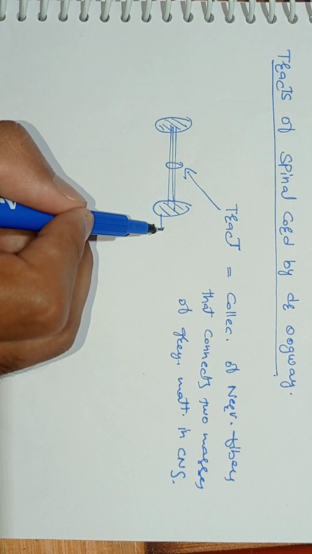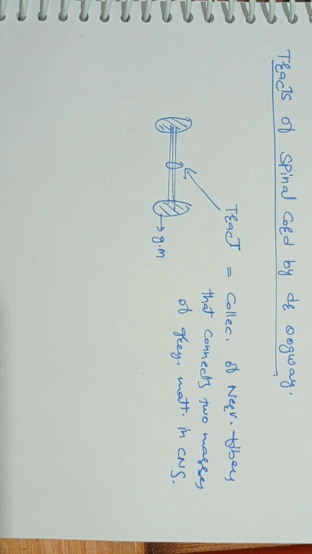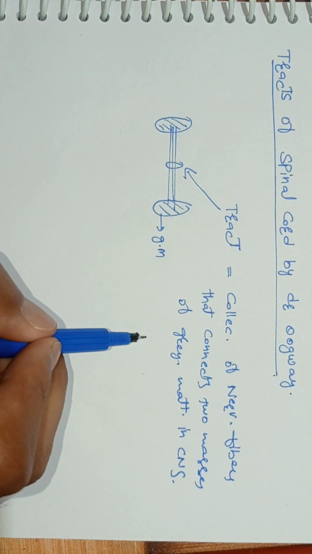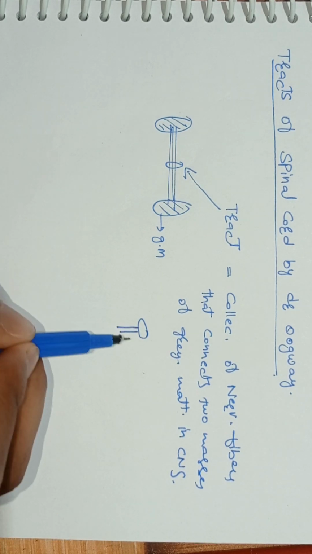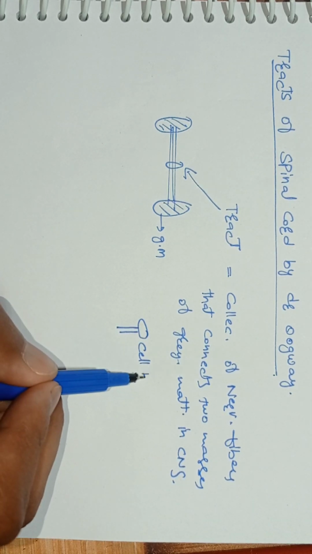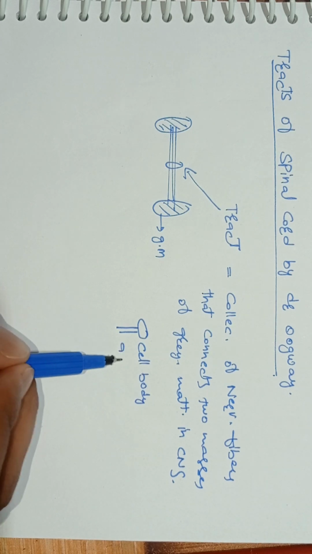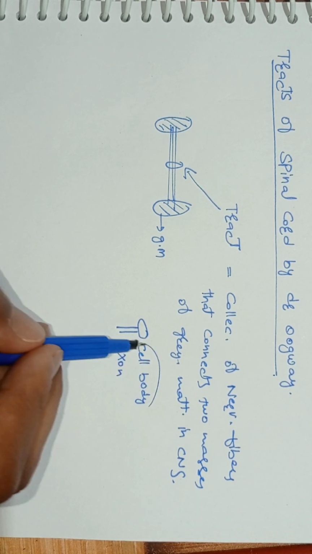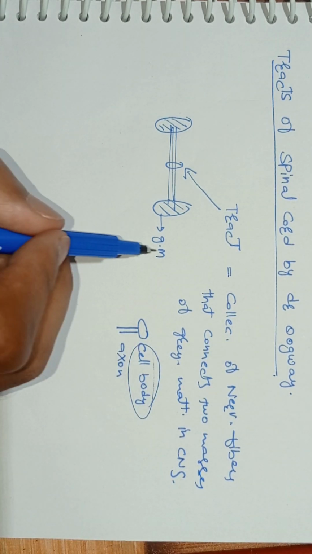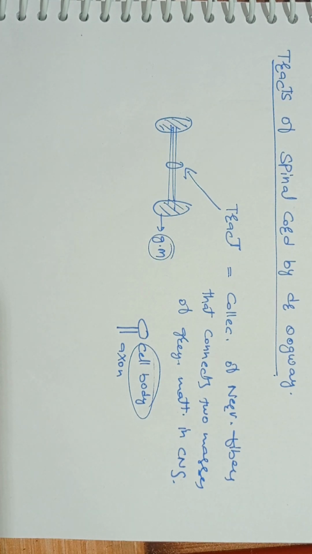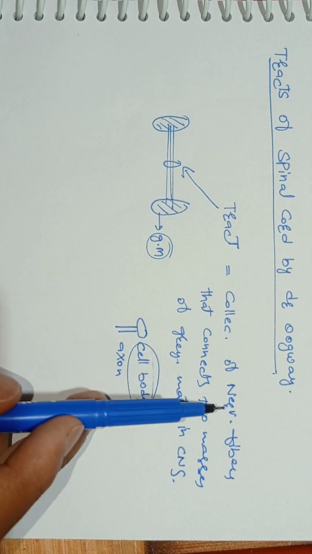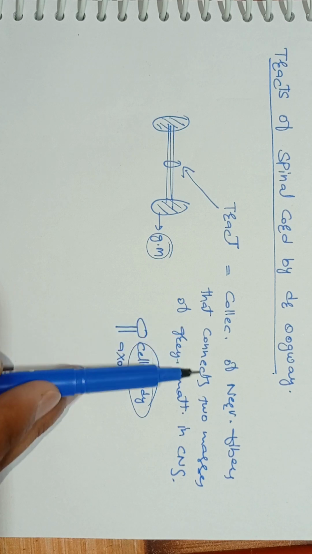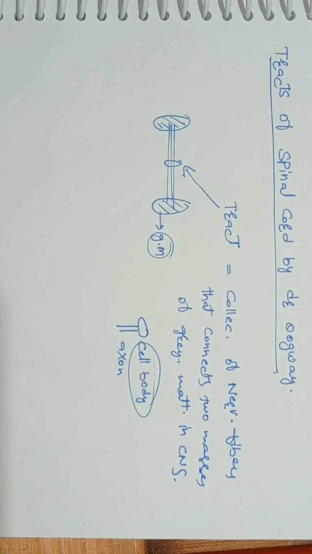Now the question arises, what do you mean by gray matter? We know what the central nervous system is. It's made up of neurons. If we look at an individual neuron, it has a cell body and an axon. This collection of cell bodies in the central nervous system is known as gray matter. So a tract is a collection of nerve fibers that connects two masses of gray matter in the central nervous system.